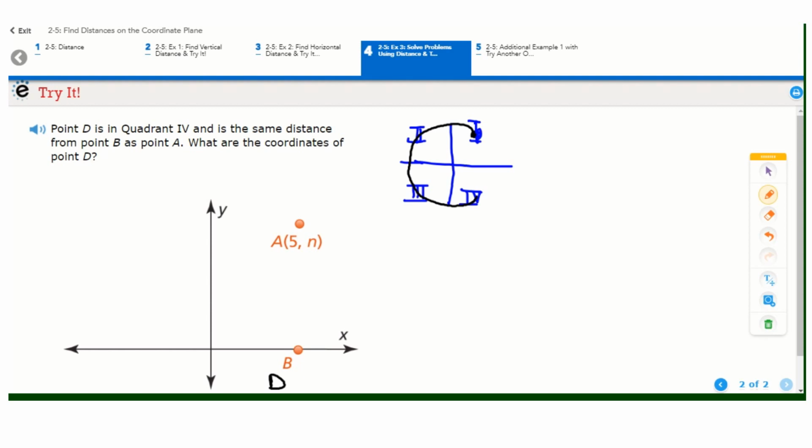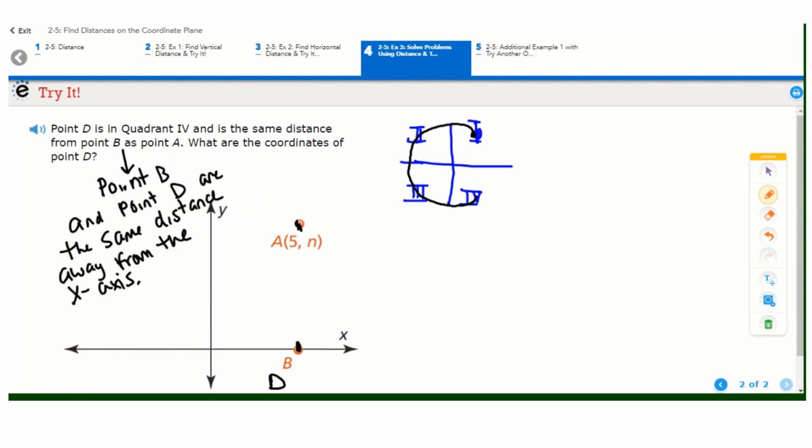And it is the same distance from point B as point A. So that means it's going to be the same space away from the x-axis. So if it's the same distance from point B as point A, that means point B and point D are going to be the same distance away from the x-axis.